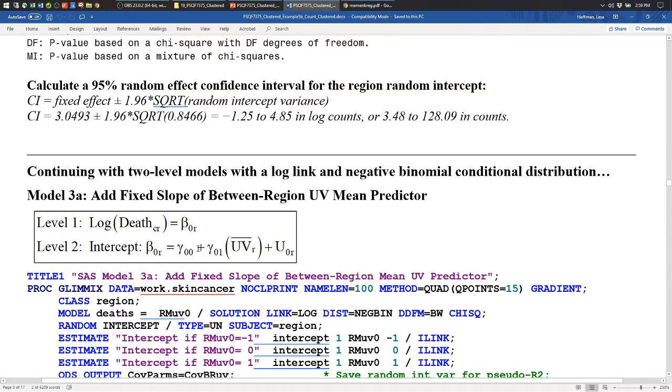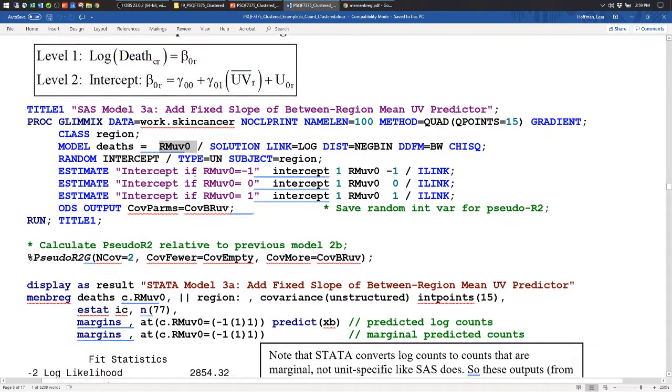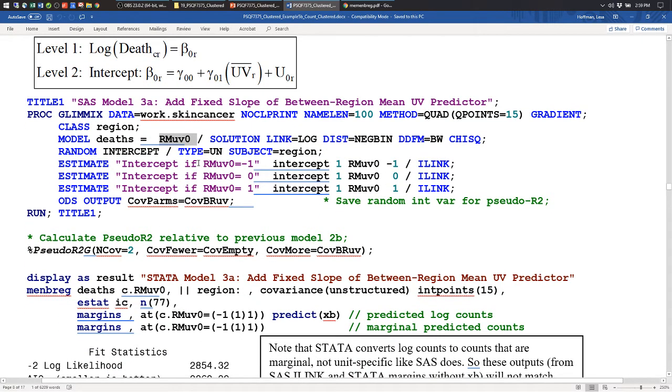So let's put some stuff in our model. How about region mean UV? So this is the level 2 part of the UV predictor. 98% of the UV predictor was level 2 variance, so this is really where the action is going to be. Once again, requesting predicted outcomes for a 1-unit change in this predictor to demonstrate the difference between model scale and data scale.